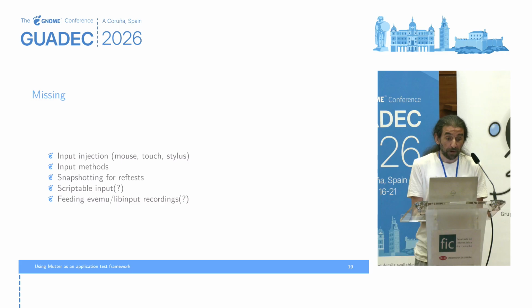What is missing? Plenty still. Obviously, this is a proof of concept, but there are quite a number of things that are already being exercised in Mutter's test suite. It would be nice to have input injection for mouse, well, for every kind of device that you might want. We don't have that much in Mutter, but it would be nice to have. That's on me, I guess.